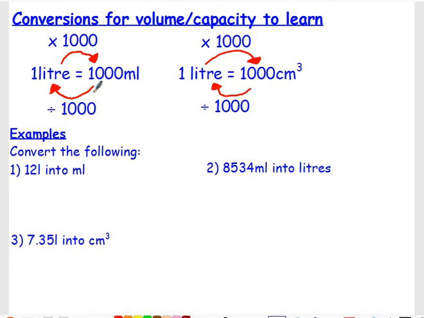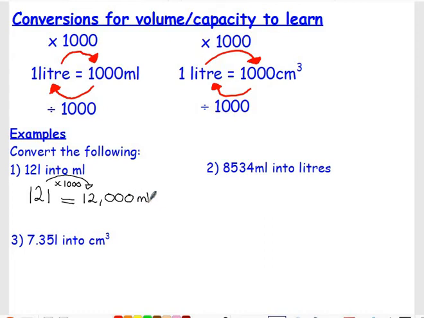So 12 litres. To convert that to millilitres, we're going to times by 1,000. 12 times 1,000 equals 12,000 millilitres.